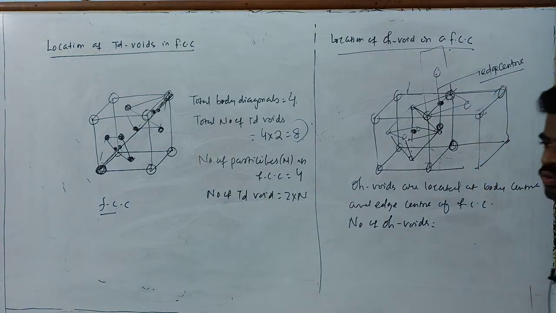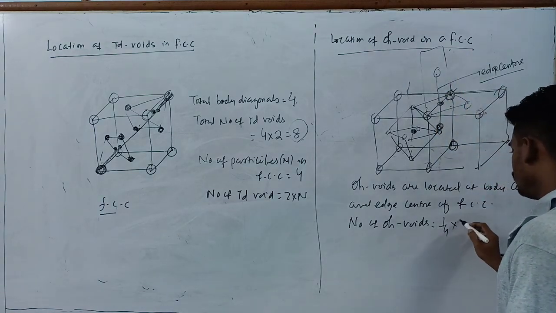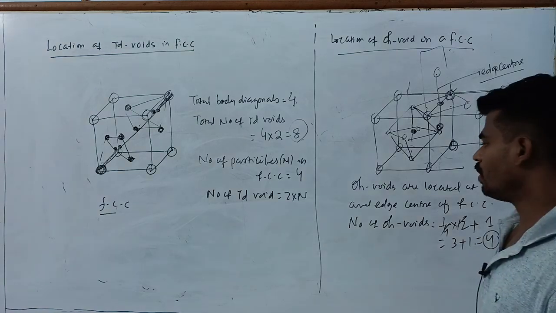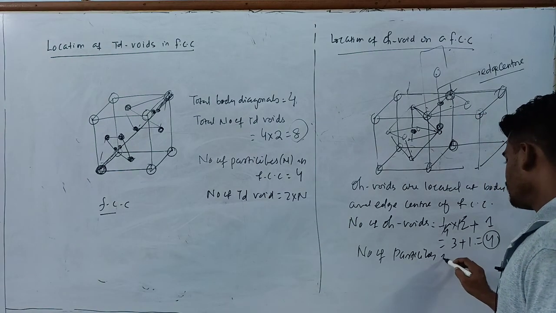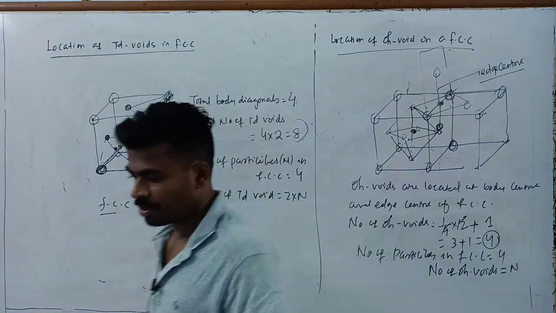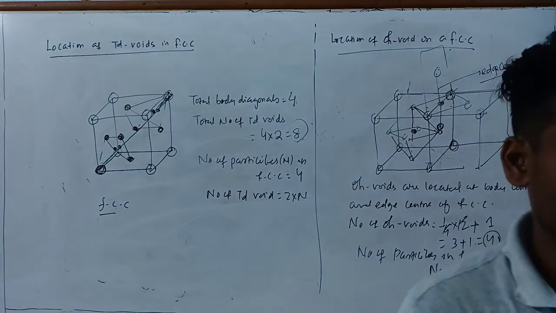So number of octahedral voids is equal to edge center. How many edges are there? 12, and its contribution is 1 by 4. So 1 by 4 into 12 plus 1 at body center, 1. So that will be 3 plus 1, that is 4 octahedral voids. That is equal to number of particles. Number of particles in FCC is equal to 4. So number of octahedral voids is equal to n, the number of particles. That we have confirmed by considering an FCC unit cell. Is that clear?